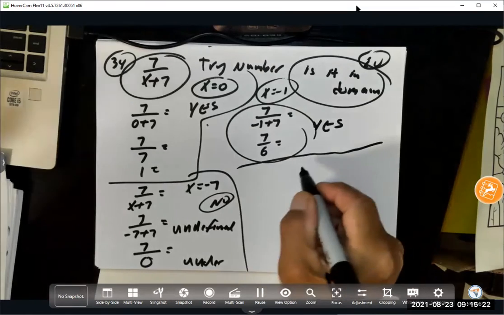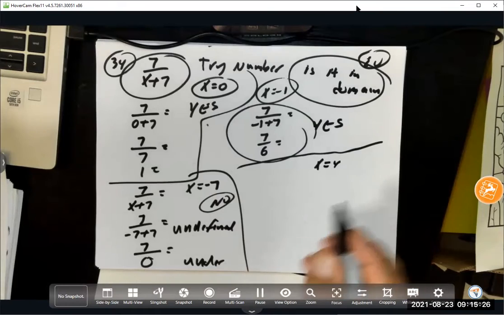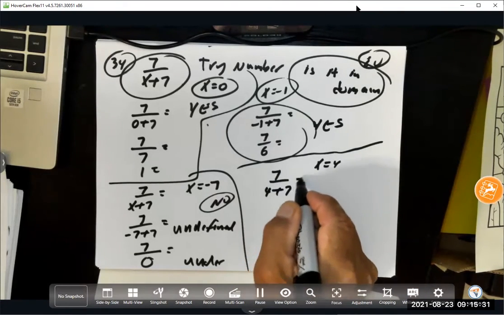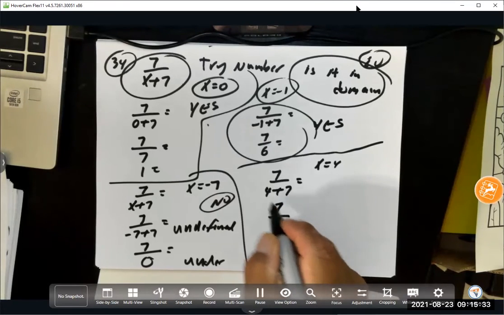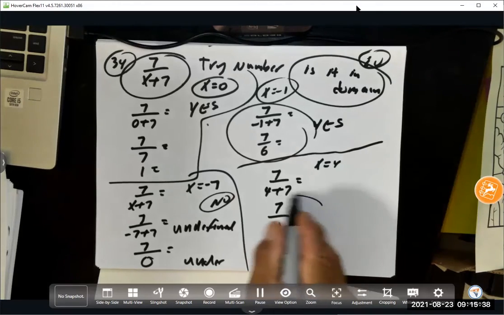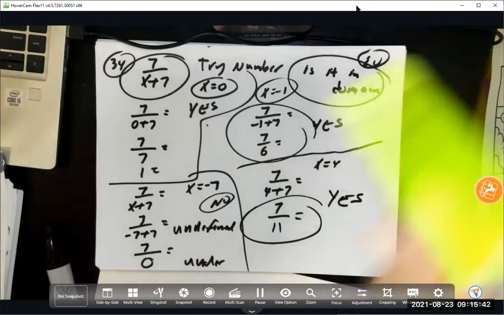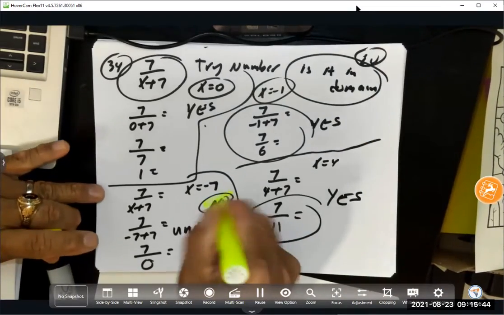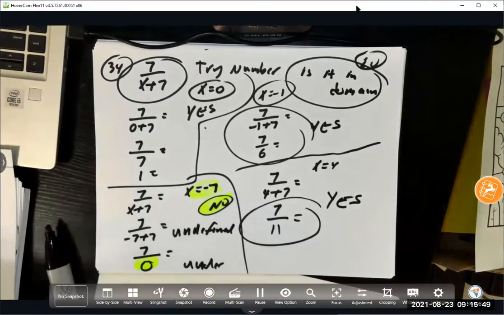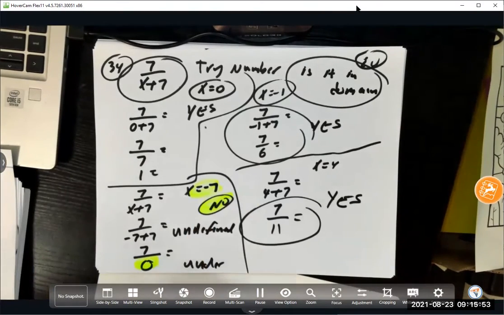Okay, let's try one more. x equals 4. Does that work? Let's find out. 7 over 4 plus 7, and that's going to be 7 over, what's 4 plus 7? 11. 7 over 11, that's okay? Yes, that's okay. So the one that messed up was this one here. It messed up because when we tried the minus 7, it gave us 0 at the bottom. Does that make sense? So everything else, yes, yes, yes, no.